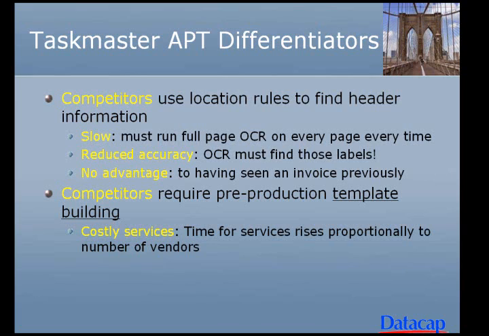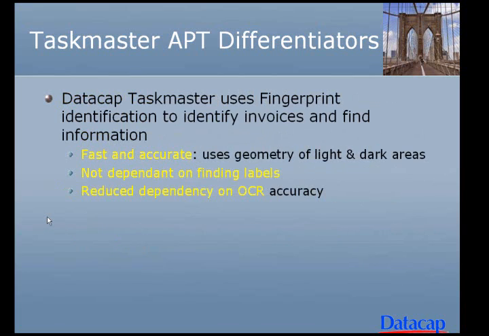Some of our competitors also require that pre-production templates be built for extraction of the line item details. And obviously this takes more time and is more costly, and the services rise proportionally to the number of vendors. Taskmaster APT uses our fingerprint technology to identify invoices and find information. Our proprietary fingerprint technology is based on using the geometry of the light and the dark areas of an invoice in order to identify the invoice.